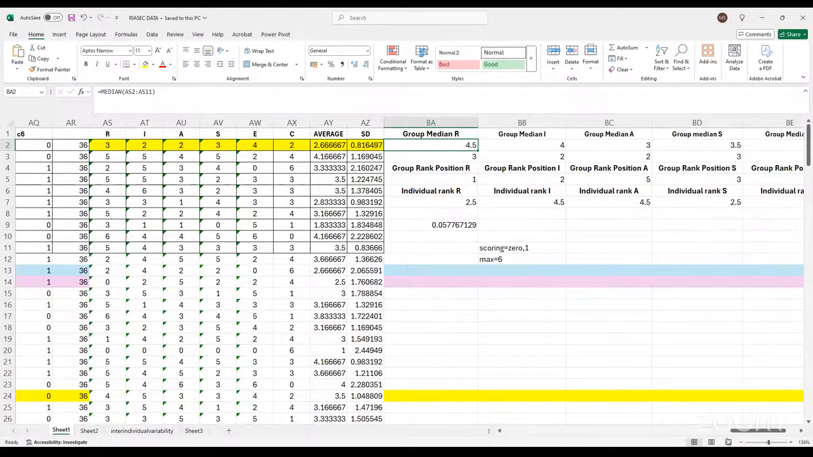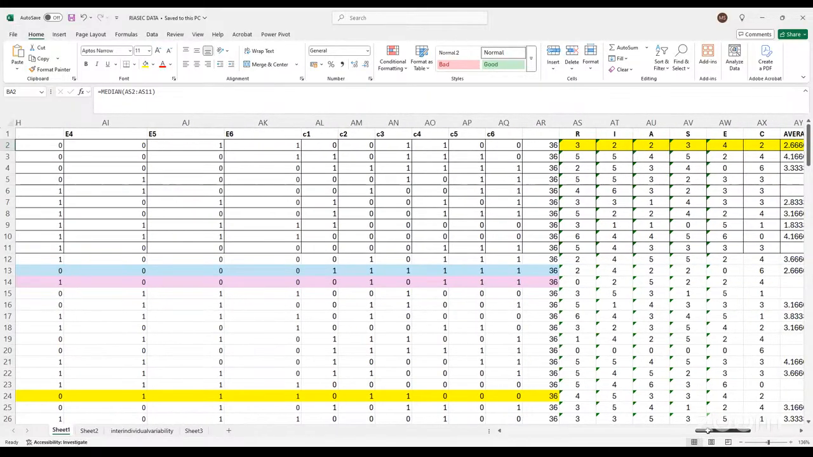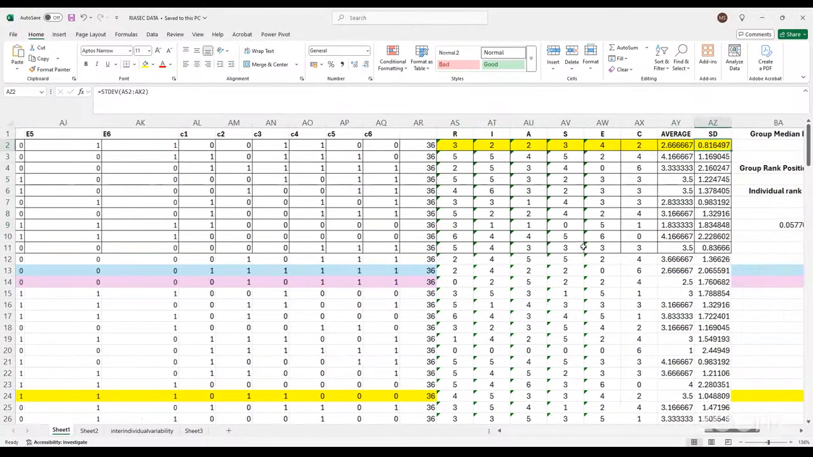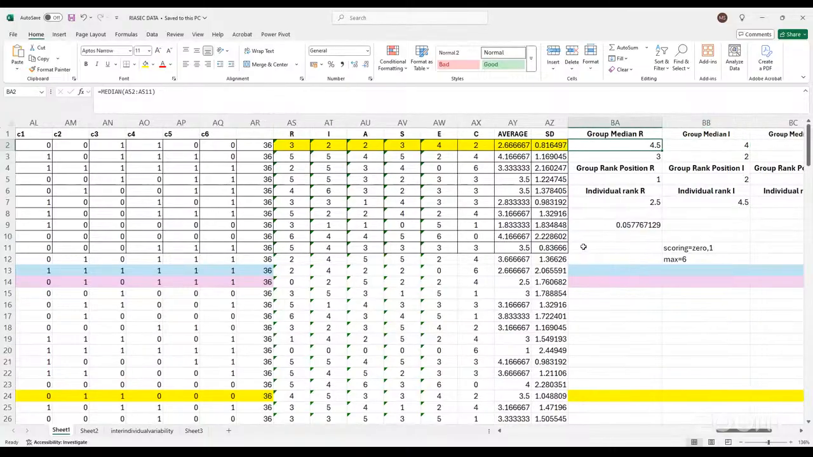So suppose this is your data, first 10. Okay. So the data you have converted to the RIASEC score. Now you will take the median of this data. So how will you take the median? There is a formula in Excel which you can apply to see the median. So first you will take out the median. Why do we want to know the median of the group? Can anybody tell me what is median?